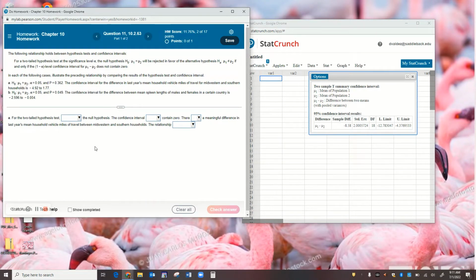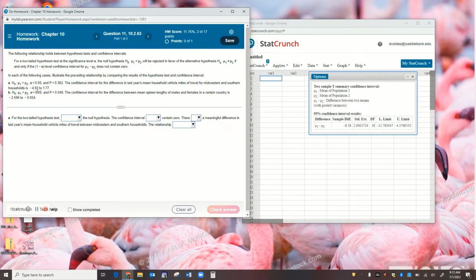Okay, next question, one more, just because this is a little bit of a different idea. The following relationship holds between hypothesis tests and confidence intervals. For a 2-tailed hypothesis test at the significance level alpha, the null, that mu1 equals mu2, will be rejected in favor of the alternative if and only if the confidence interval does not contain 0. So basically, reject the null if the confidence interval doesn't contain 0. In each of the following cases, illustrate the preceding relationship by comparing the results of the hypothesis test and confidence interval. And it has to be for a 2-tailed hypothesis test.